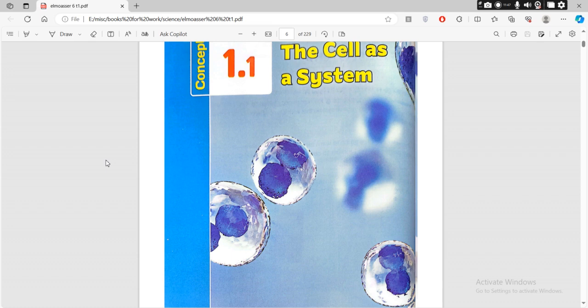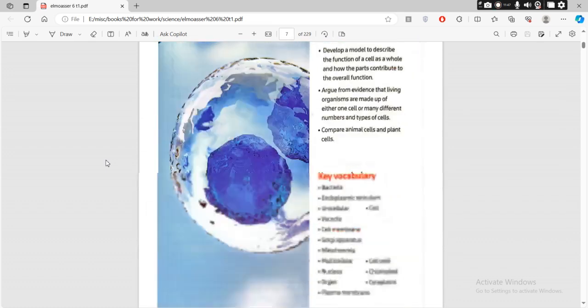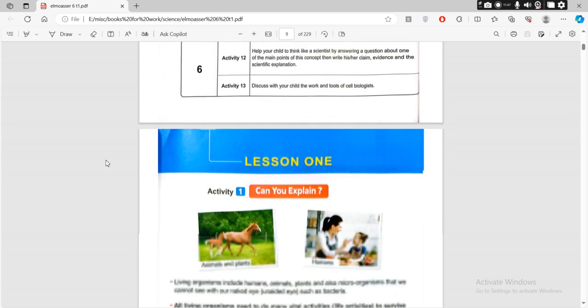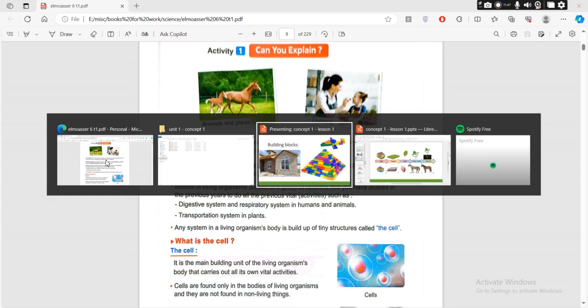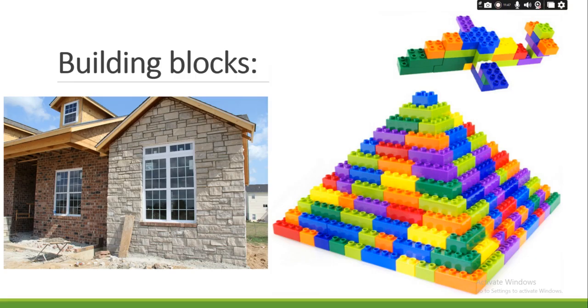And now we need to know how the cell can be a system. Well, first we need to know what a cell is. So I need you to look at this part. When you look at these two pictures, what do you see? We see here a house that's made up of different blocks. And each block on its own, you can't get much out of it. You can't live in it or use it. But together, they made up a big house where you can live.